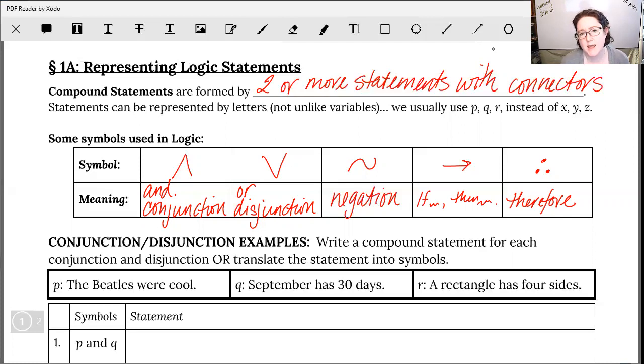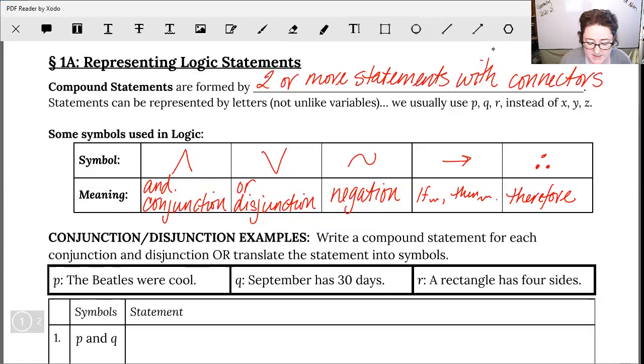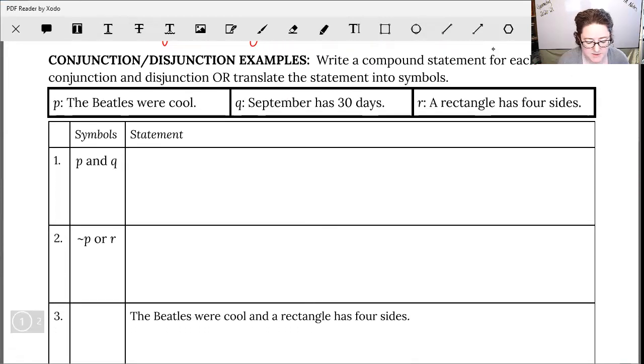Again, this is using and and or statements. We could also use our letters P, Q, and R to stand for other statements completely on their own. So we have three statements that we're going to practice with. P is the Beatles were cool, because they were a singing group. Q is September has 30 days. And R is a rectangle has 4 sides. With all of these, you might look at whether these are true or false statements. We're going to look at those in our next lesson, but right now we're just looking at translating.